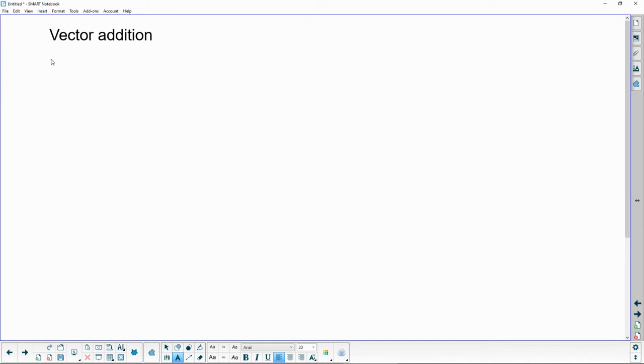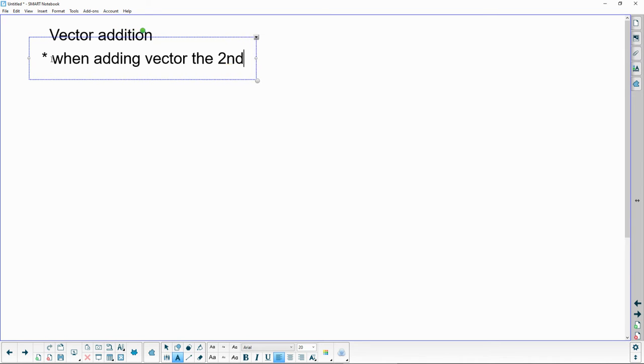Okay, so the first thing and the most important thing that we want to put in here is the rule. When adding vectors, okay, it's pretty simple. The second vector's tail starts at the head of the first vector. Okay, and we'll put it in quotation marks. Right? So the tail of the second vector starts at the head of the first vector.